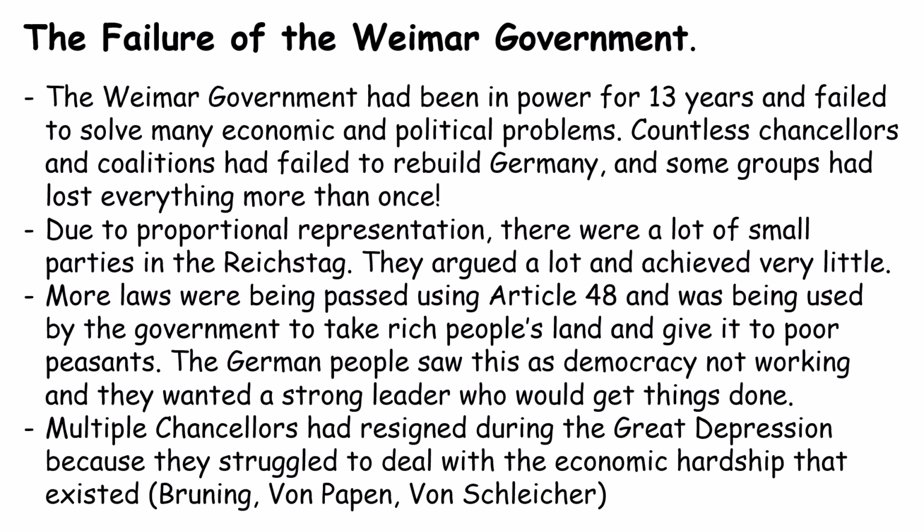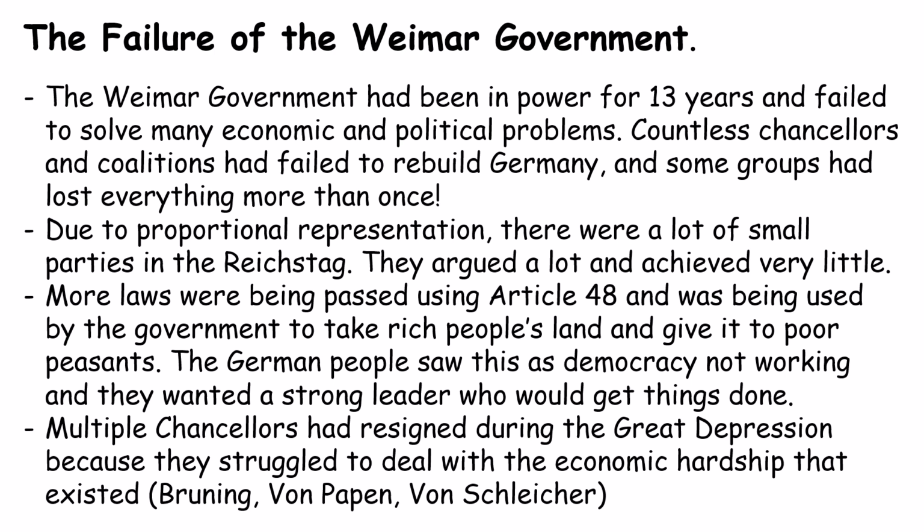So in 1930 to 1932, multiple chancellors resign. It's because they can't deal with the problems caused by the Great Depression. They don't have economic solutions, and they keep losing the support of the Reichstag. The first chancellor that resigns is Brüning, then von Papen, and then von Schleicher. So you get three chancellors in quite quick succession that resign.